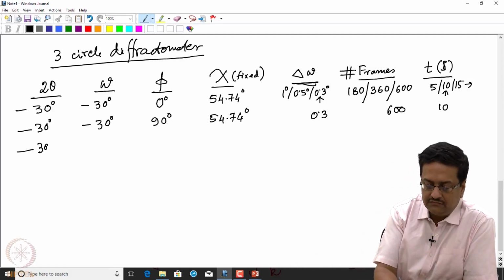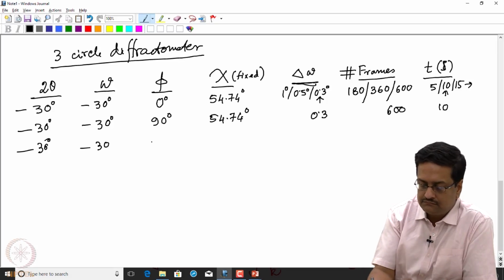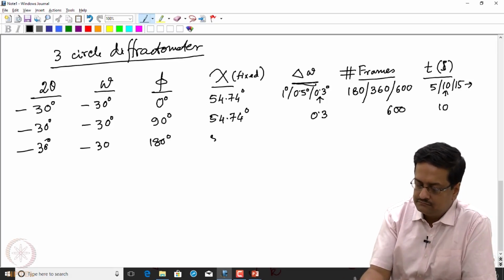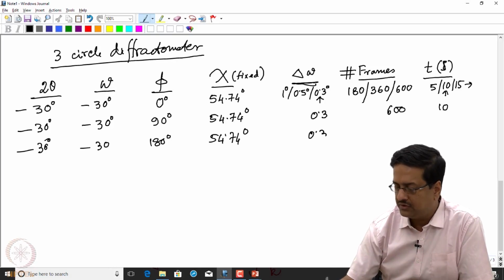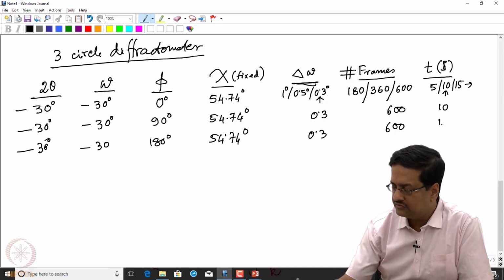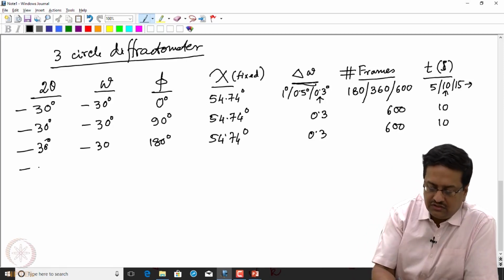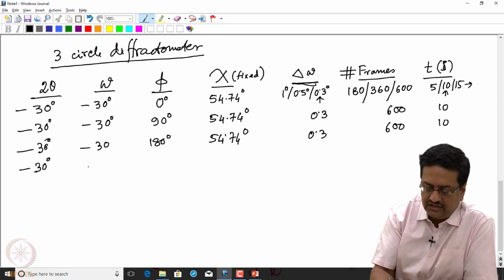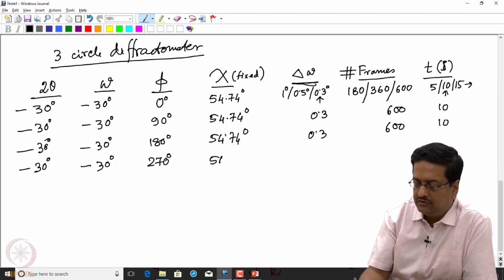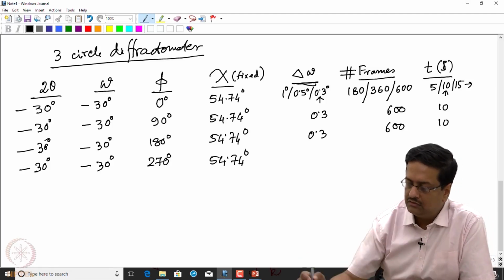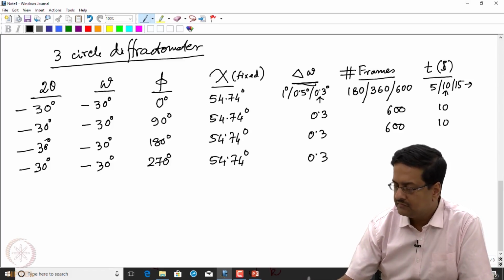Do it again. Remember, now I have rotated the crystal by 180 degree. I have the same width of 0.3, 600 such frames with 10-second exposure, and do it a fourth time with 30 degree, starting at 30 degree in omega and doing it at 270 degree of phi with the same chi and same width, same number of frames and 10 seconds.